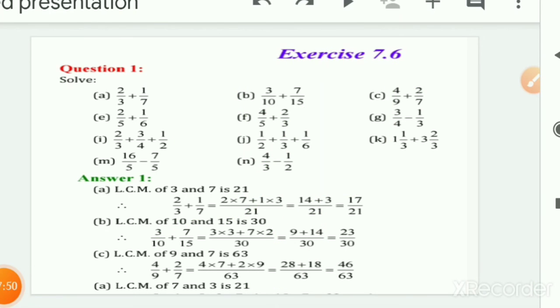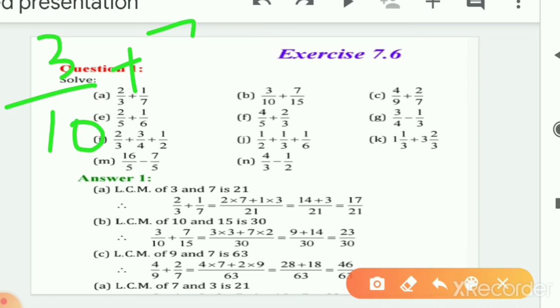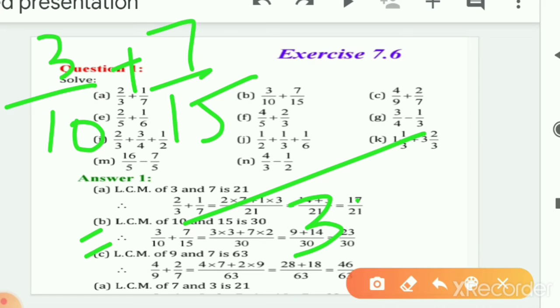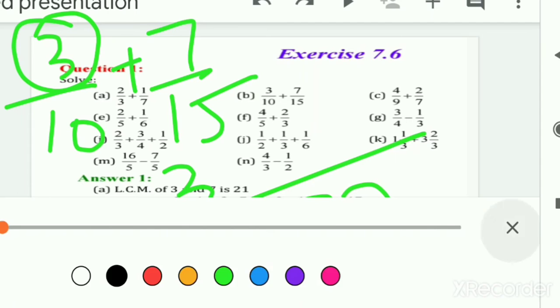So class, it is better if you are taking LCM, just take it in that way only. Like we have 3 by 10 plus 7 by 15. How we have taken? We have taken the LCM 30, right? Now write this 3, because it will be helpful for you if you are given 3 fractions. Okay, so we will solve in this way.